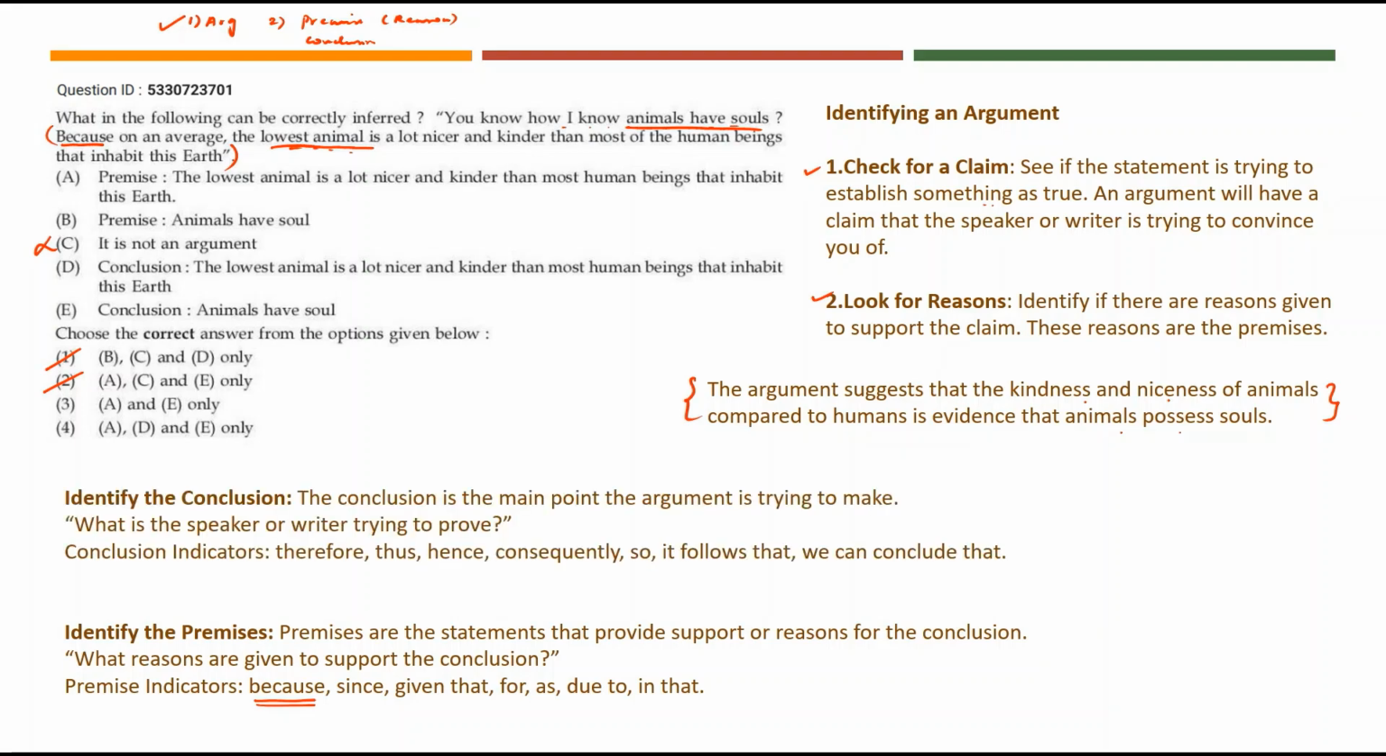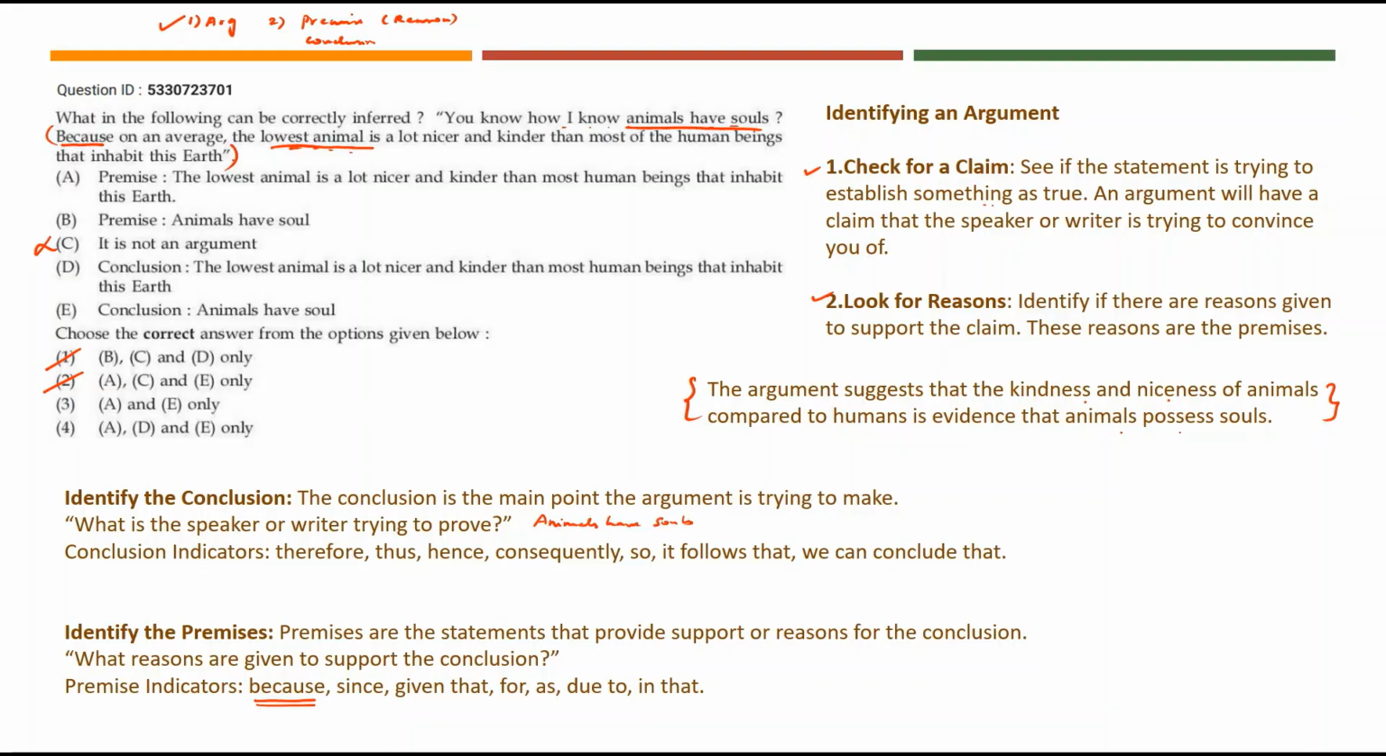Then what is the conclusion here? Identify the conclusion. The conclusion is the main point the argument is trying to make. What are they actually trying to tell you in this argument? They are trying to tell you that animals have souls. What is the speaker or writer trying to prove? They are trying to prove that animals have souls. What are the conclusion indicators?